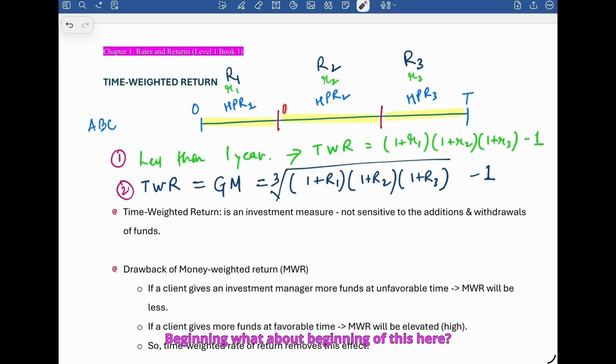And the beginning, what about the beginning of this? Here, you are going to take the value right after addition or withdrawal of the fund. Hope it makes sense. So whatever y is here will be that value which is right before addition or withdrawal of fund. And if this beginning is x, this will be right after addition or withdrawal of fund. Right after. So if you see the diagram, I hope it makes sense.